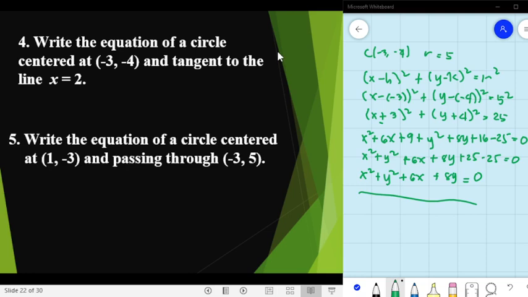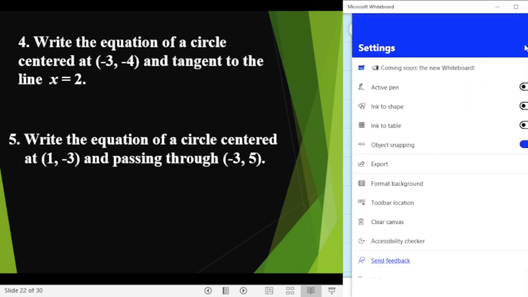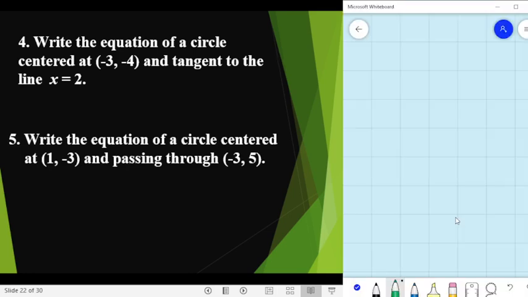Okay. Next, we are going to write the equation of the circle centered at 1, -3 and passing through -3, 5. Okay. So in this situation, it's different from number 4 because in number 4, we are given the tangent line, whereas in number 5, we are given the point where the circle is passing through.